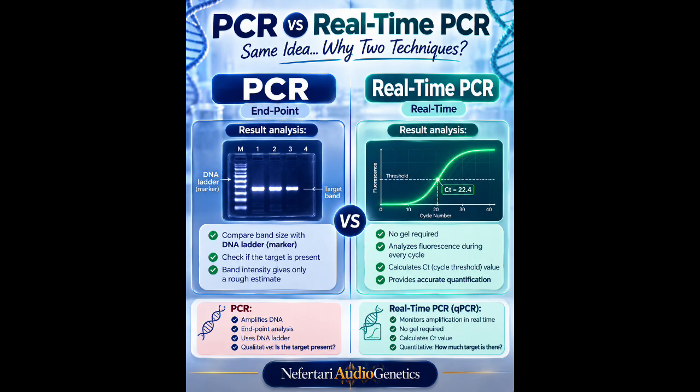Think of it this way. Conventional PCR takes a snapshot after the reaction is finished, while real-time PCR records the entire amplification process cycle by cycle, and that's why it can estimate how much target DNA was present before the amplification even began.